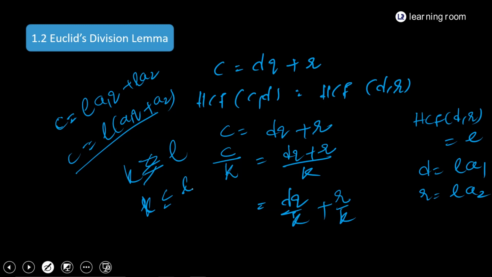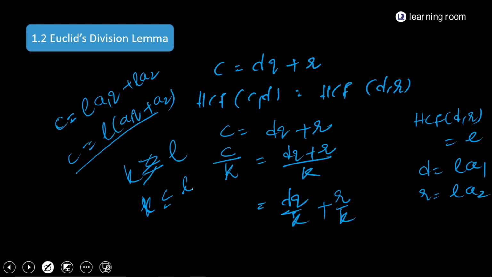So what we are showing is, let's say we are taking HCF of C comma D some value, okay, and also we are taking HCF of D comma R some value. Initially we are taking that they are different, and finally we are showing that they are the same, okay. So that's why we are able to do this.